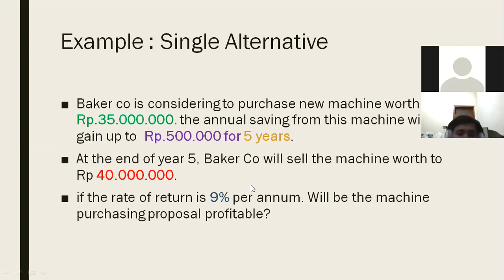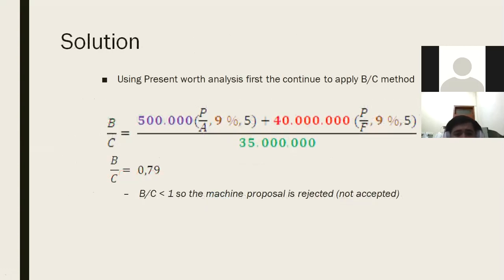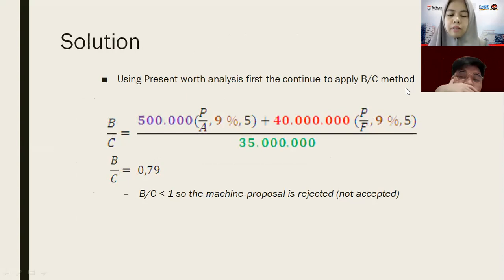So can you decide whether my purchase is profitable or not? Okay, if I use the benefit cost ratio, it means I have to find the equivalence between the benefit and the cost. It's totally the same as the other concepts. Then I have the initial investment and the annual savings, which is classified as the positive area.